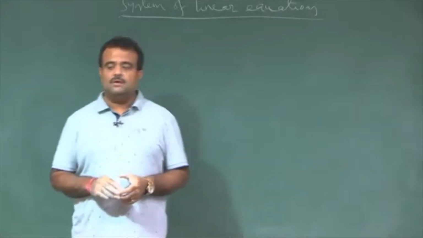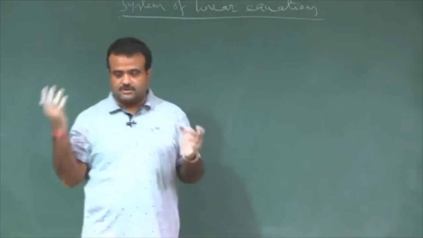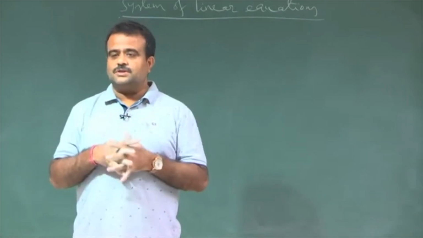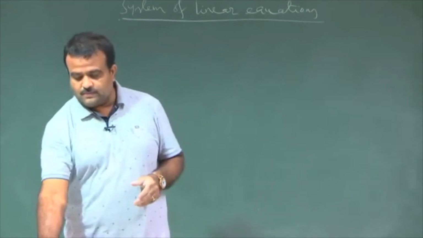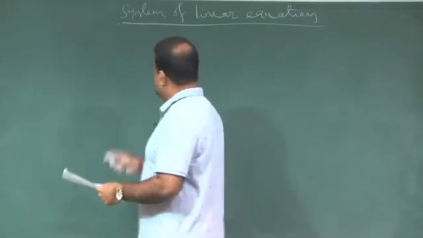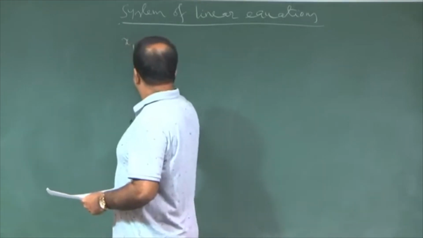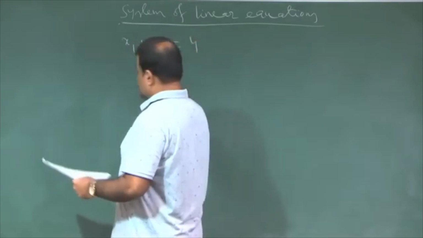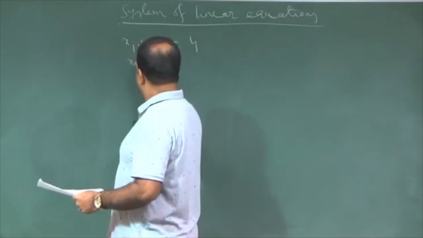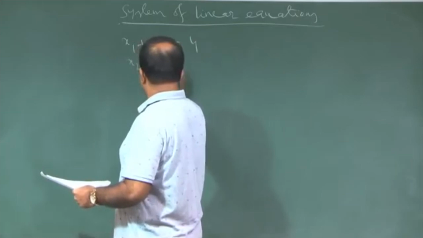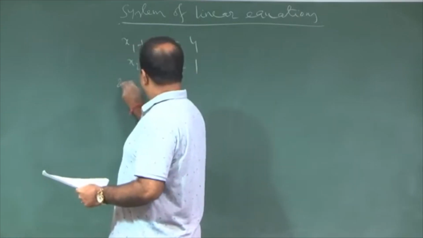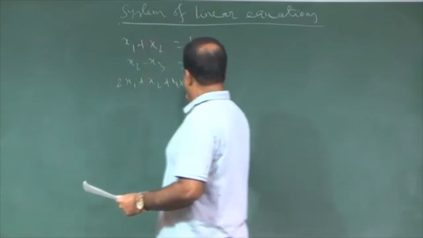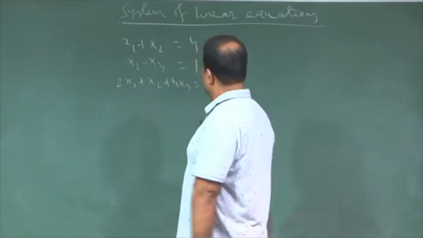Okay, so we will be talking about system of linear equations. We have a set of equations. Now, the question is how to solve the equations. For example, suppose we have this system with 3 variables x1, x2, x3: x1 plus x2 is equal to 4, x2 minus x3 is equal to 1, 2x1 plus x2 plus 4x3 is equal to 7.